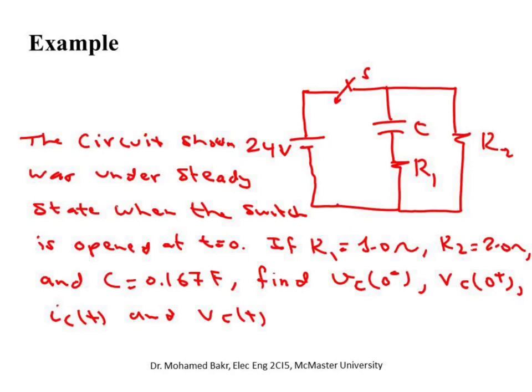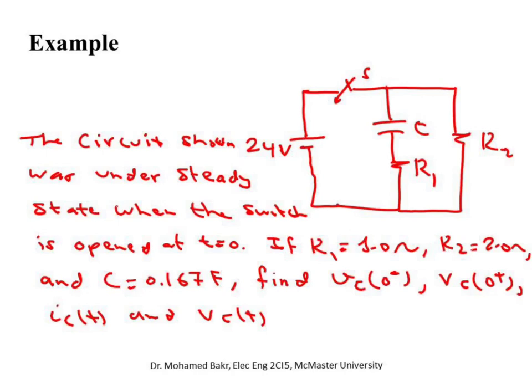So the steady state is reached when this is 24 volts, there is 0 drop here, which means there is no current flowing here. Okay, so the capacitor looks like an open circuit. Now when you open the switch, the capacitor is fully charged to 24 volts. Now the capacitor will start to discharge in these two resistors. The battery is disconnected, it's not there anymore. It will start to discharge in R1 plus R2. R1 is 1 ohm, R2 is equal to 2 ohm. The capacitance value as given is 0.167 farad.